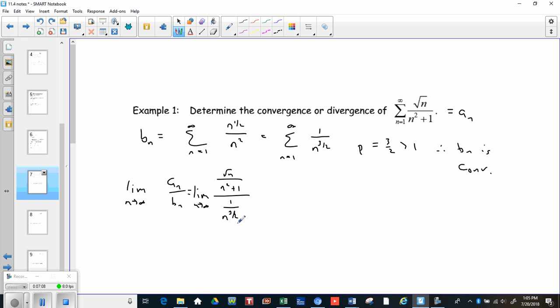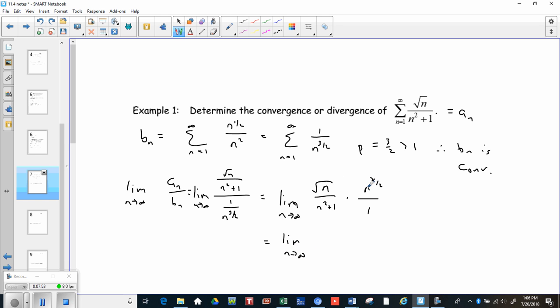All right, well, this is a really difficult way to try and figure out this limit. You don't want to try and plug infinities into all these things right here. You want to simplify first. So we'll take the limit as n approaches infinity. It's going to be square root of n over n squared plus 1 times the reciprocal of this, which is n to the 3/2 over 1.